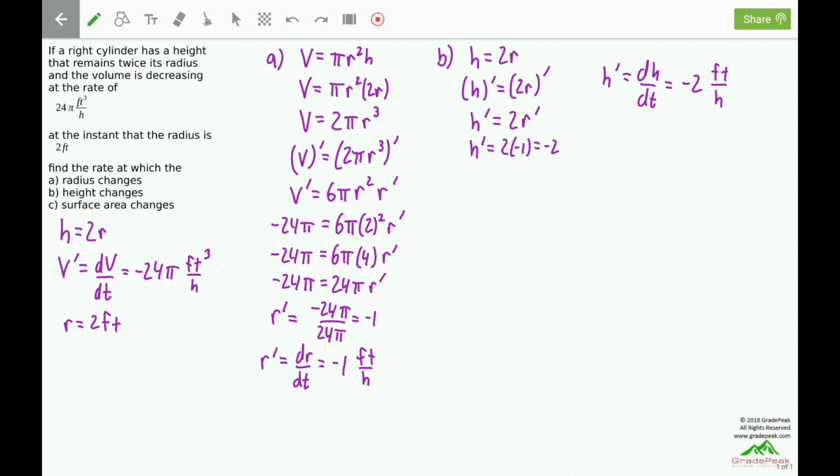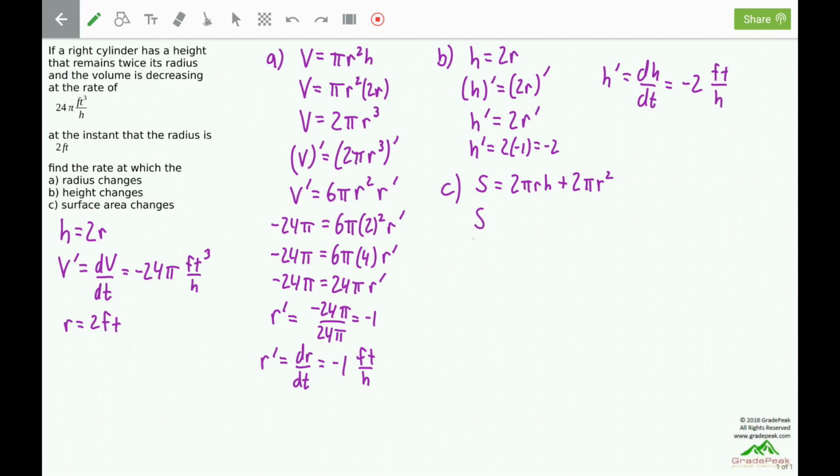For part C, we want to find how the surface area changes. The surface area of a cylinder is made up of its curved side, which has a height of h and a length of the circumference of the circle. So that will be a circumference times a height. That'll be the curved wall of the cylinder. And then we also have the two end caps, the two circles. Each of them will have a pi r squared because there's two of them, 2 times pi r squared. And there's the surface area for a cylinder.